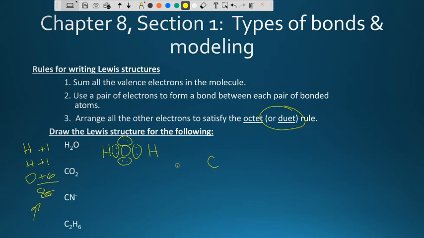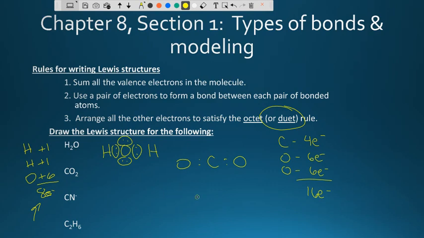I have my carbon, I have my oxygens, and carbon has 4 valence electrons. My oxygen has 6 electrons, and my other oxygen has 6 electrons. Okay, so valence electrons are the important part. I have 16 total valence electrons to account for. So let's form a shared pair first. 1, 2, 3, 4.